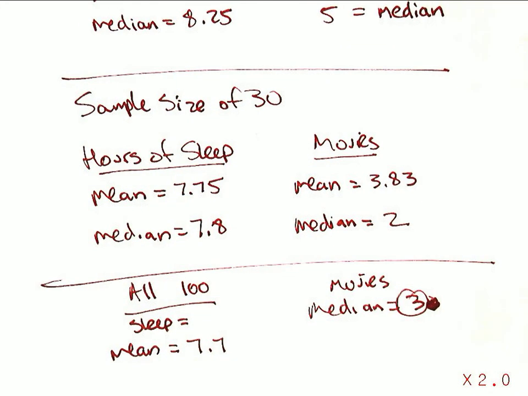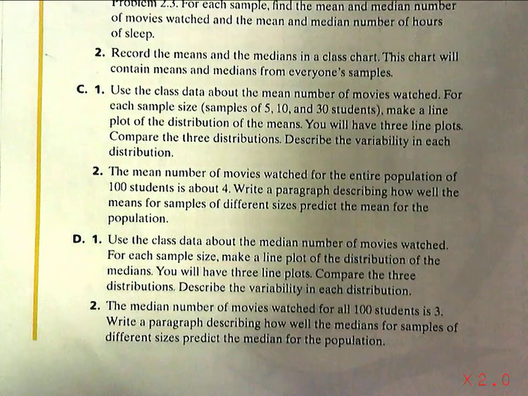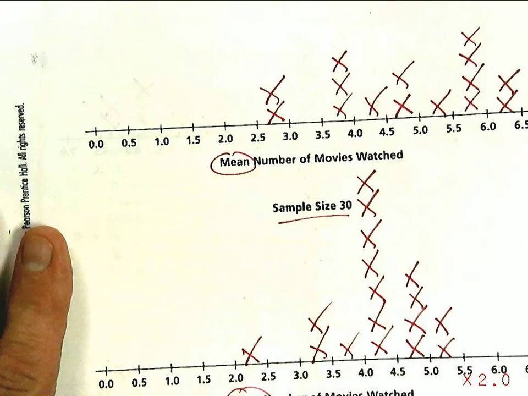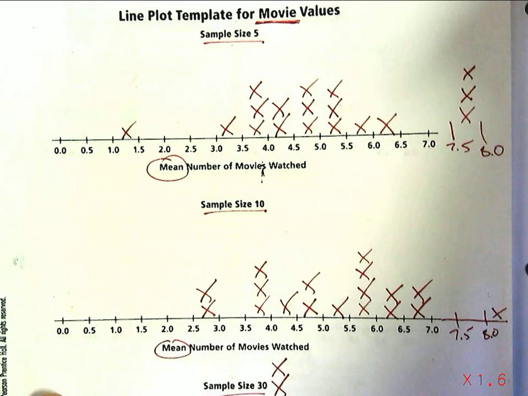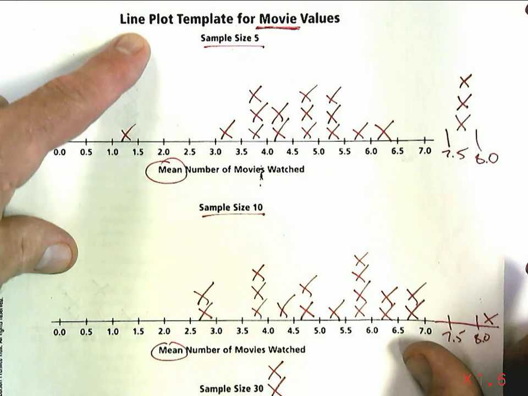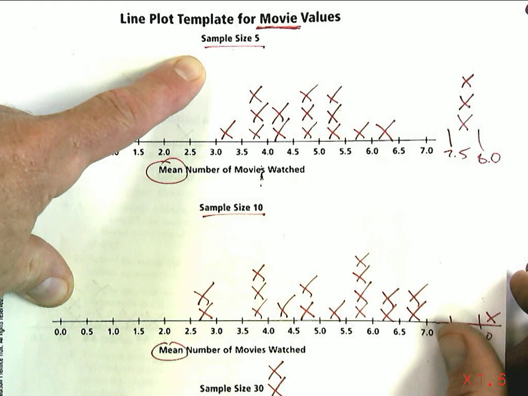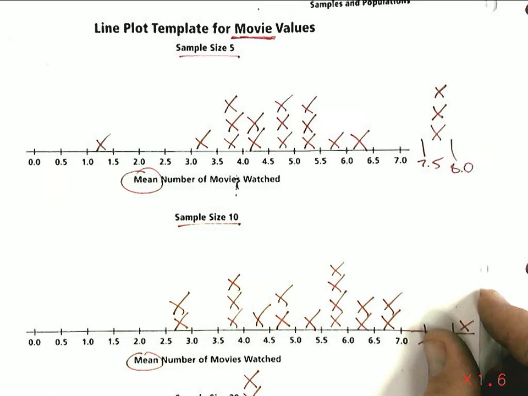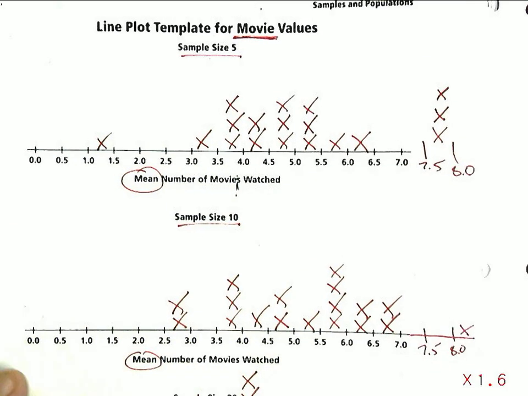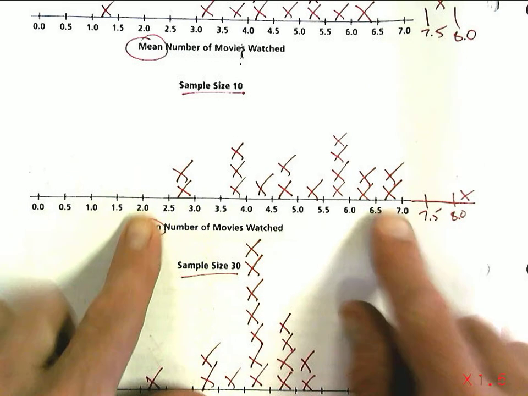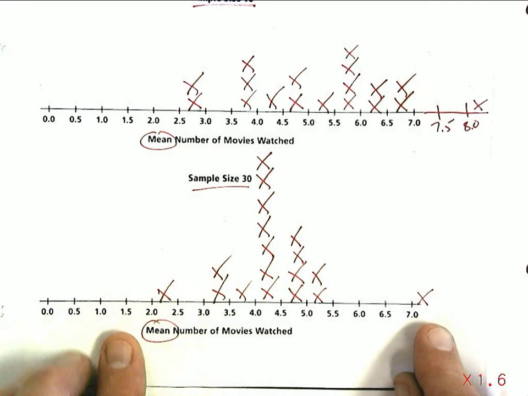Now here's where this really plays out. So here are some results that I did with the class, and since this is on video and you may be doing this at home, this is what happens, and this is what we really want to see. So here's a line plot for movies watched, a sample size of 5. And this is a whole bunch of different people's data put together, different means that people got for sample size of 5, and then a sample size of 10. And then finally a sample size of 30.